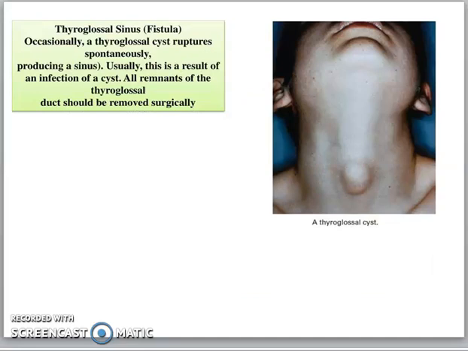Look at another congenital situation called a thyroglossal cyst. Occasionally a thyroglossal cyst ruptures spontaneously, producing a sinus. Usually this is a result of an infection of the cyst. All remnants of the thyroglossal duct should be removed during any surgical procedure.